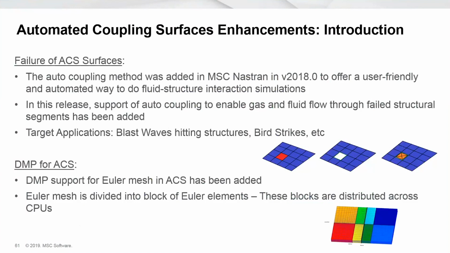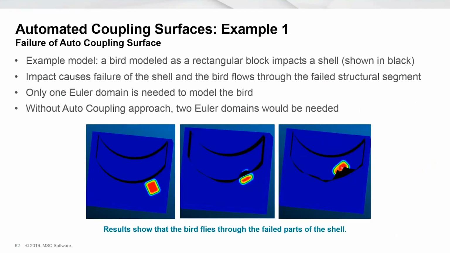So if you have a glass wave that you want to study, or any kind of Eulerian mesh using coupling surfaces, you can distribute that over multiple nodes using DMP. So here's an example of the bird strike model, shown in this figure. We only need to define one Eulerian domain to model the bird, and after it hits the structure, we'll see the structure fails, and the bird just flows through the structure without having to define a second Eulerian domain.